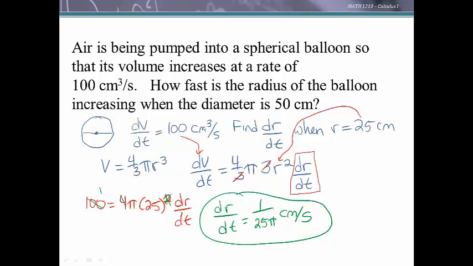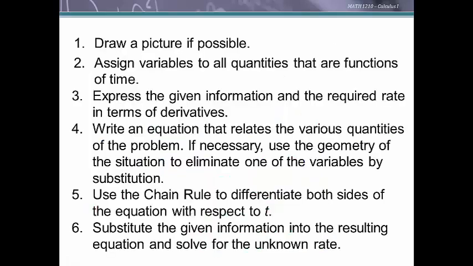Let's summarize the steps we took and talk about the steps we would take to solve a related rates problem. The first thing we'd want to do is draw a picture if possible, because that's going to help us see connections between the variables, and that's one of the big things that we're going to need to do in these problems. Then we need to assign variables to all the quantities that are functions of time, and then the given information will give us a certain rate and a required rate, the one they're asking for.